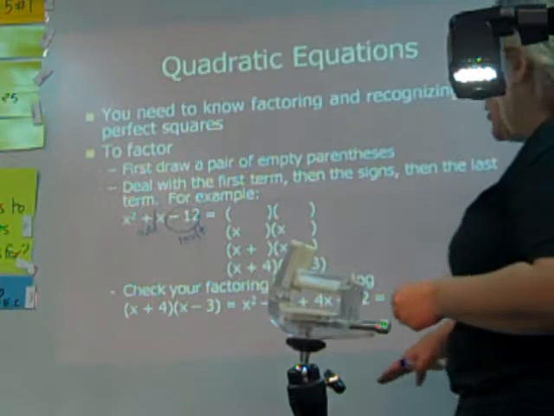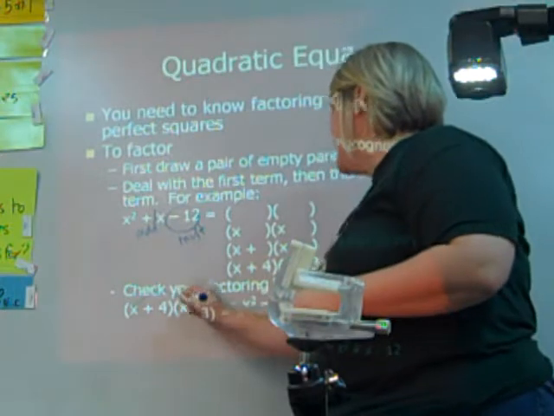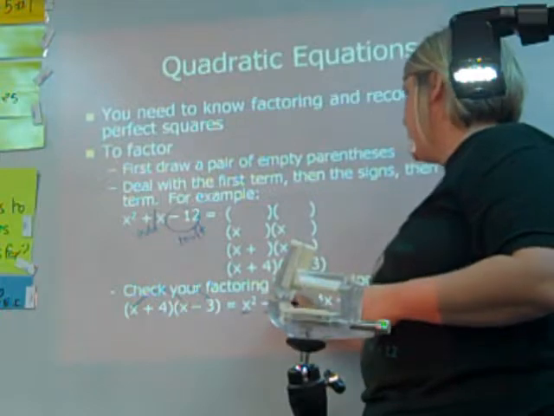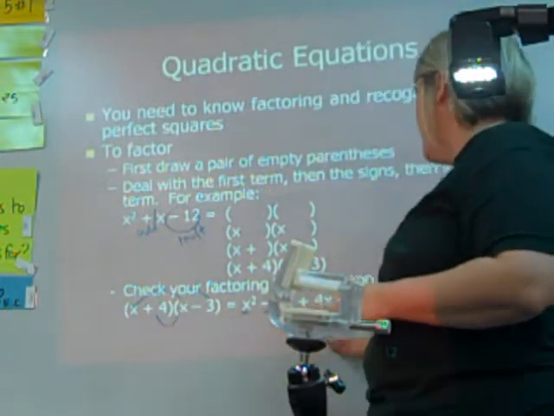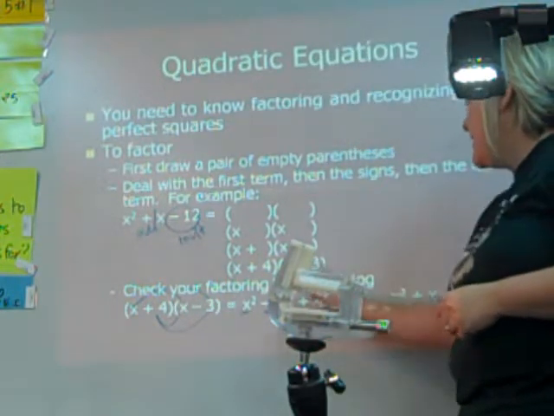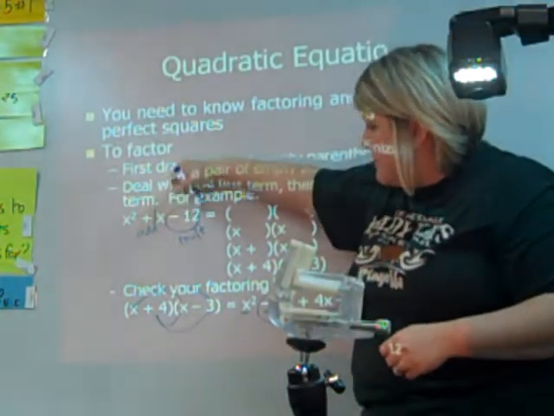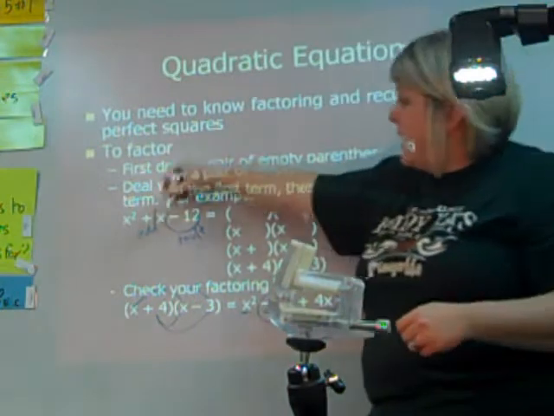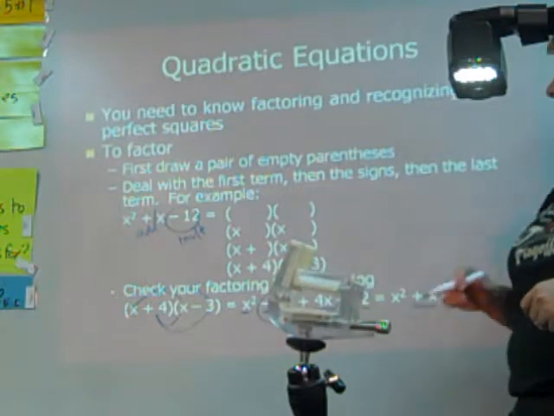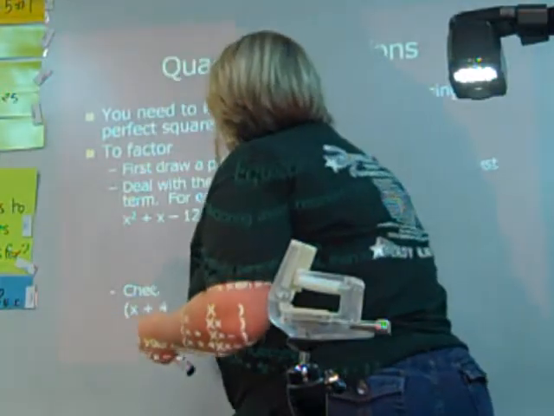So you can check your factoring by FOILing. You do first, x times x, that's x squared. Outside, x times negative 3, that's negative 3x. Inside, 4 times x. And then last, 4 times negative 3. The outside and the inside add up to give you the middle. That's how come we need numbers that multiply to give us negative 12, but add to give us 1, because that's where that 1 comes from. It comes from adding the outside and the inside on FOIL. So that's just a basic factoring problem.